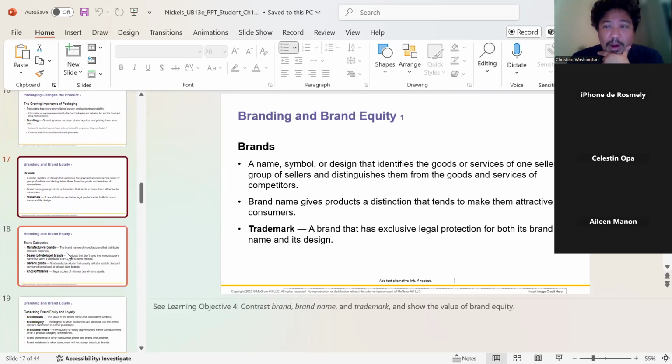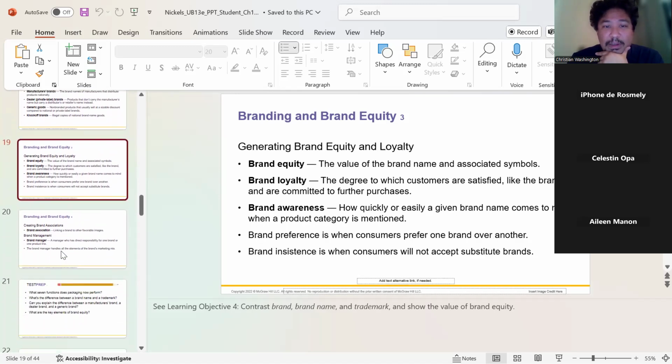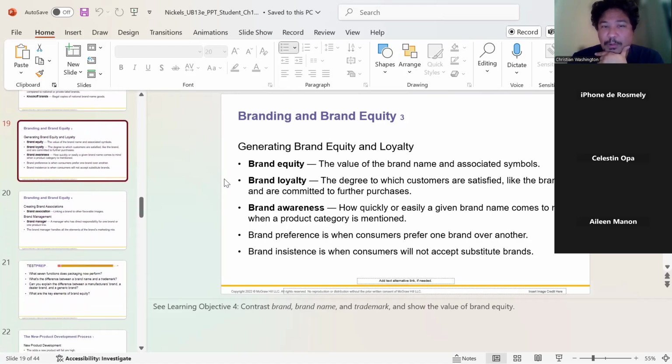So we know what brands are. We know what trademarks are. A trademark is, for example, the McDonald's arches. Brands are like Gap, Old Navy, Banana Republic. It's the example: same company, different brands, right? So brand categories are manufacturers' brands, private labels, generic goods, knockoff brands. This is understanding brand equity, the value associated with the brand, the loyalty that customers have with it, and then the awareness of knowing that the brand exists.